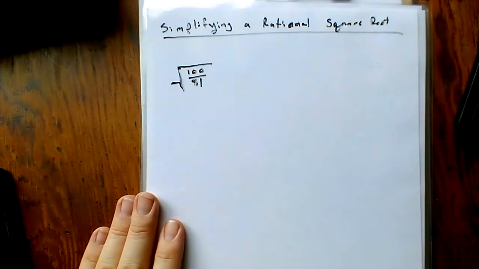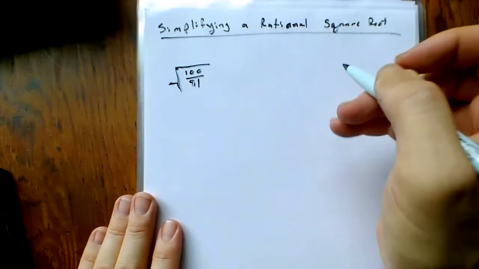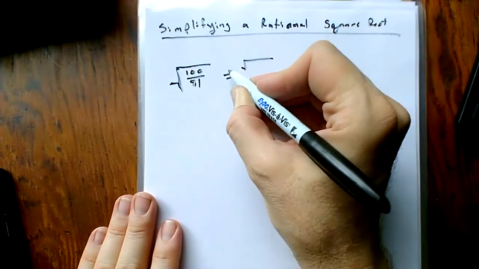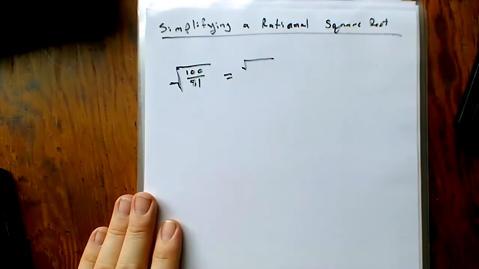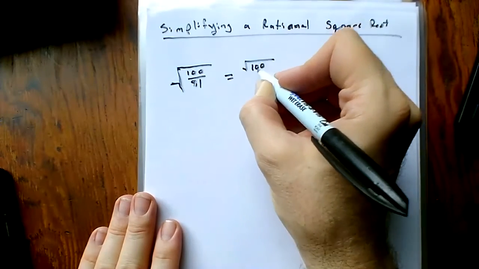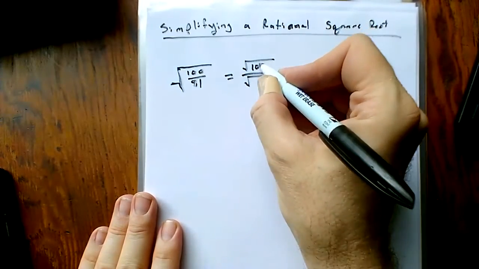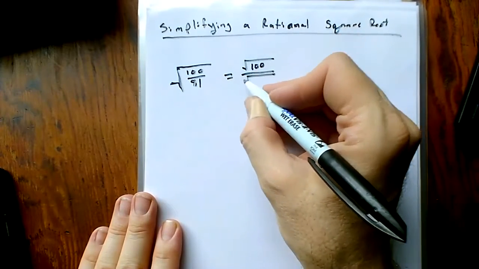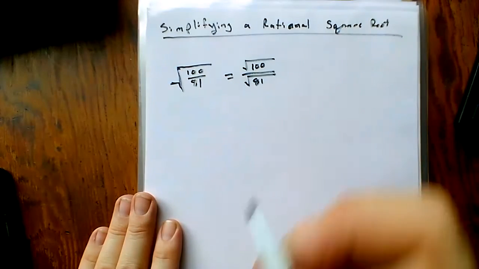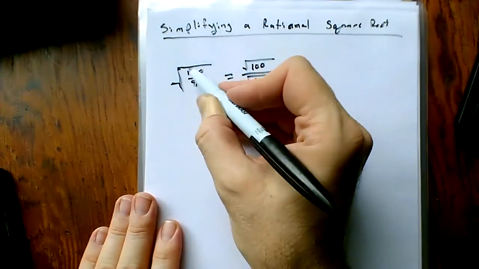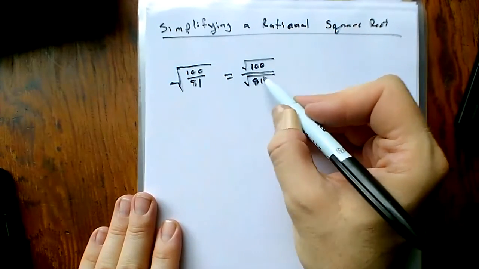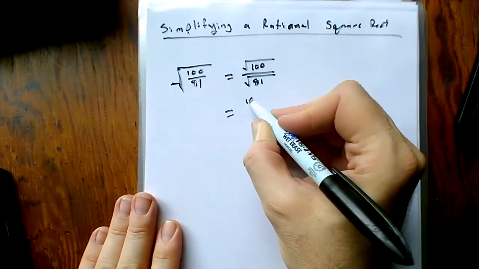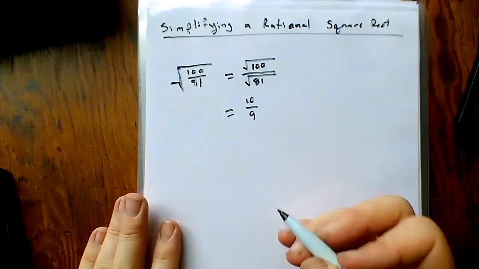Now, one of the properties that we're going to be using here is that if I've got an entire rational thing under a radical, this is going to be the same thing as having the square root of 100 over the square root of 81. It's the same thing as having each of those things, both the numerator and the denominator, under separate radicals. And then we could just evaluate that. So that's going to be 10 over 9.